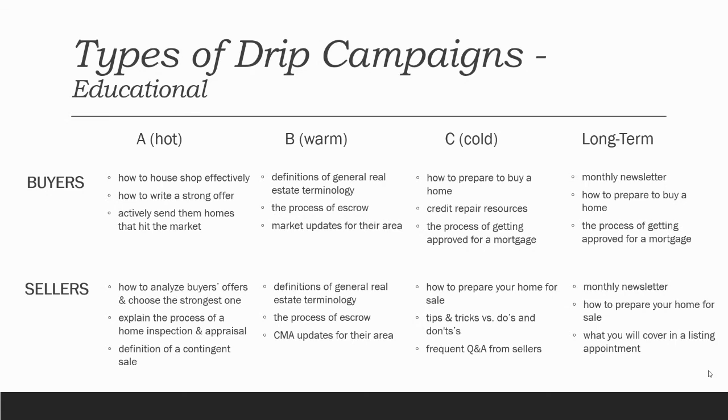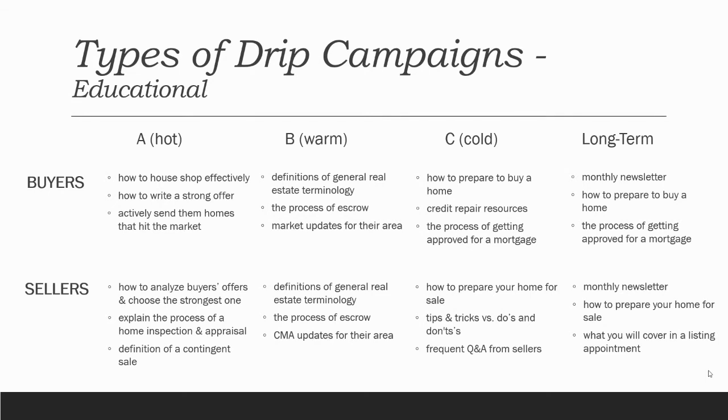A C buyer, you're going to contribute by showing them how to prepare to buy a home. Again, the process of getting approved for a mortgage, and just in case they needed credit repair resources. A long-term buyer, you're going to set them up on a monthly newsletter. The newsletter can have things like how to prepare to buy a home, the process of getting approved for a mortgage, and definitions of general real estate terminology. That's your one touch per month newsletter that you can set your buyers up on.